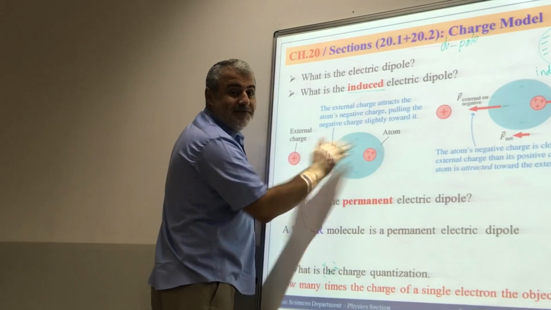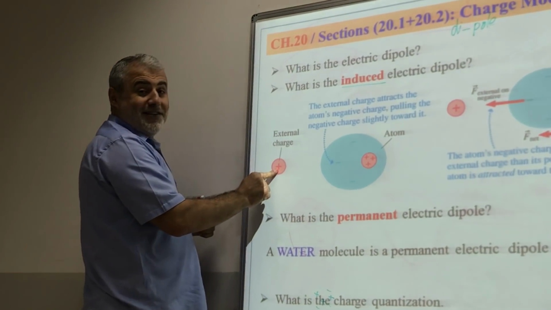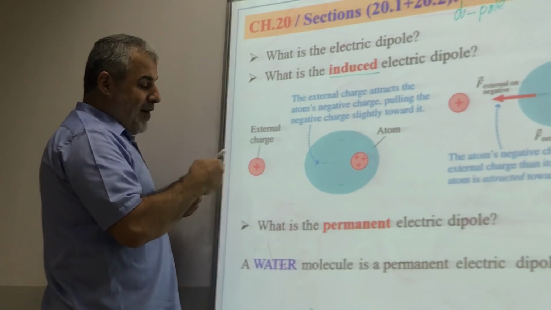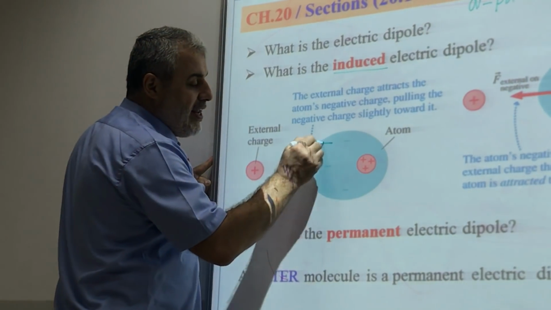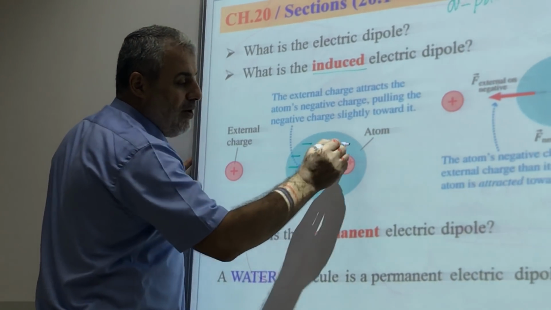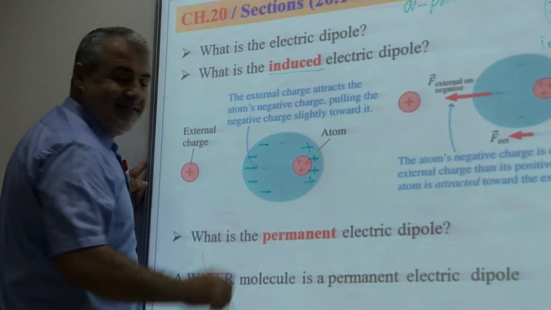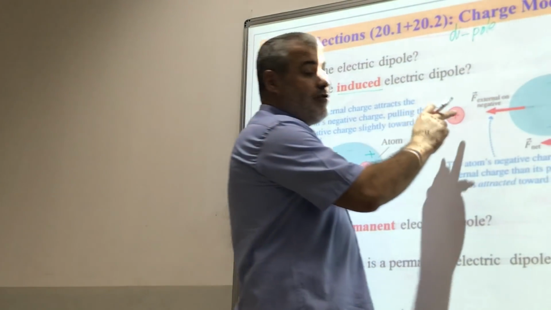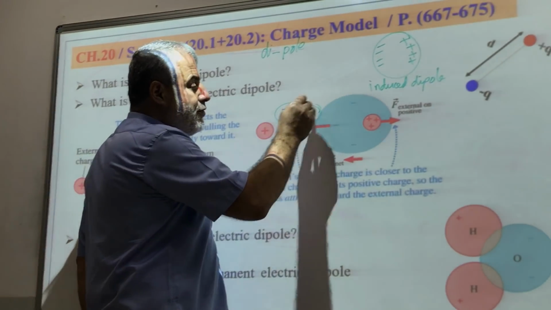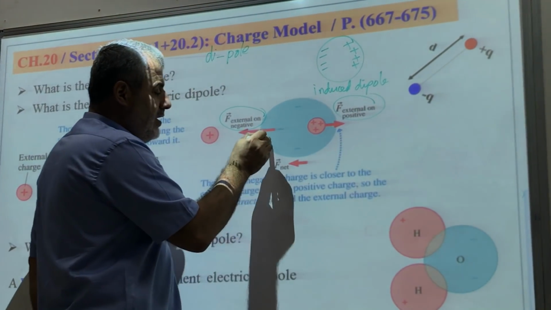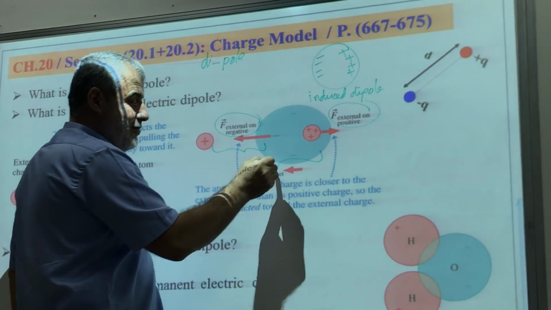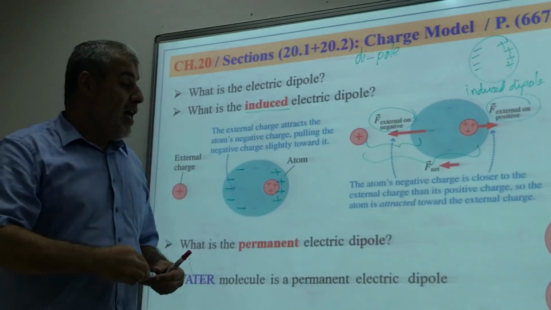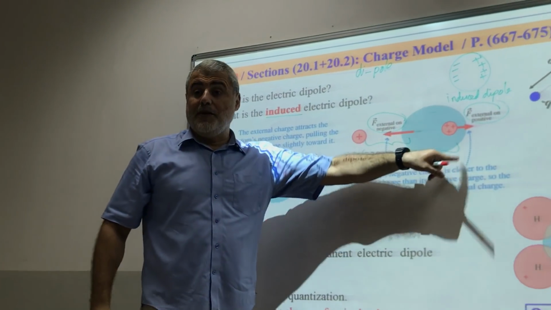This is my sphere, and this rod is positive. In the case of positive, you attract all the negative, and they will accumulate here. And all the positive will accumulate on the other side. Now we agree that this force is greater than this force due to the distance, right? Now this is attraction and this is repulsion.